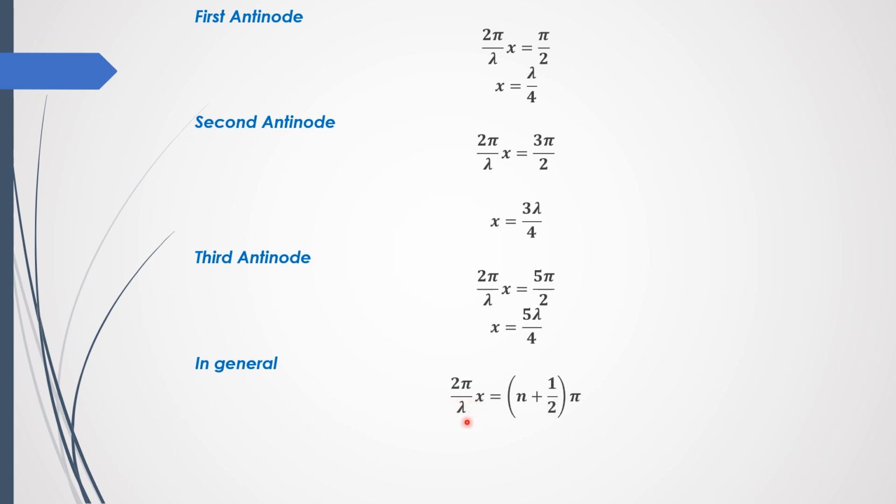So in general we can say that (2π/λ)x is equal to (n + 1/2)π, or we can write it as x is equal to (n + 1/2)λ/2, where the π cancels.